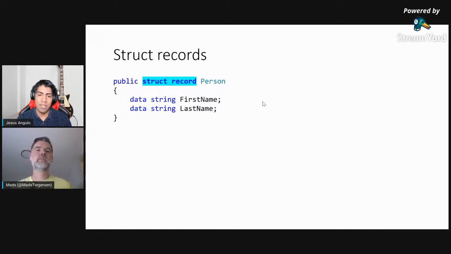So that's why we didn't make struct records to begin with. But we think there are some of the extra things with records that would still be useful on structs also.